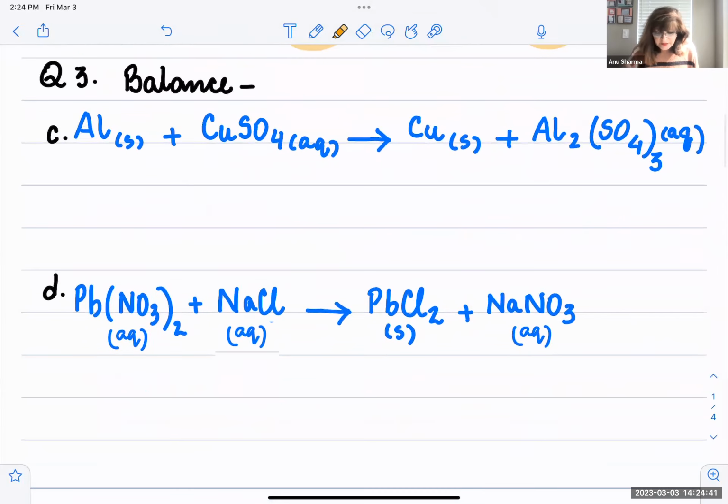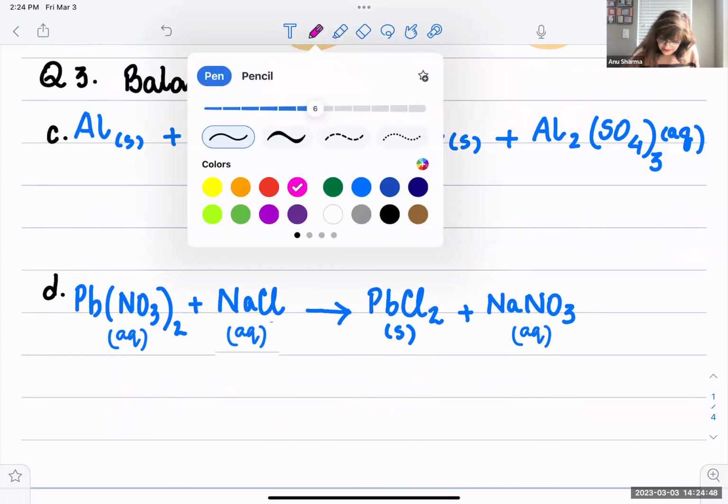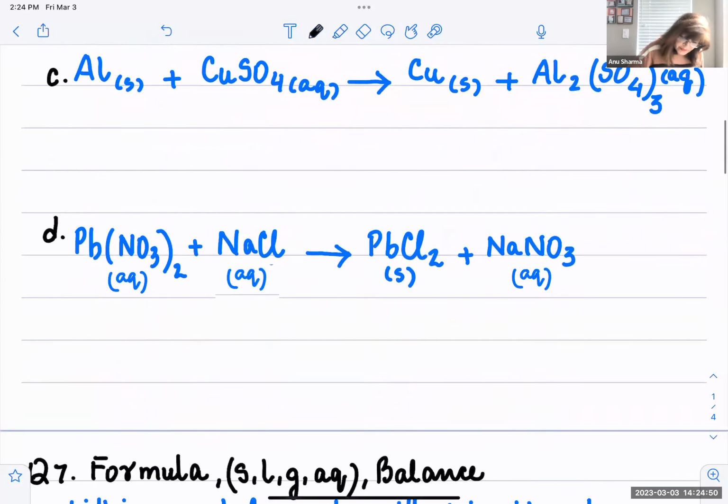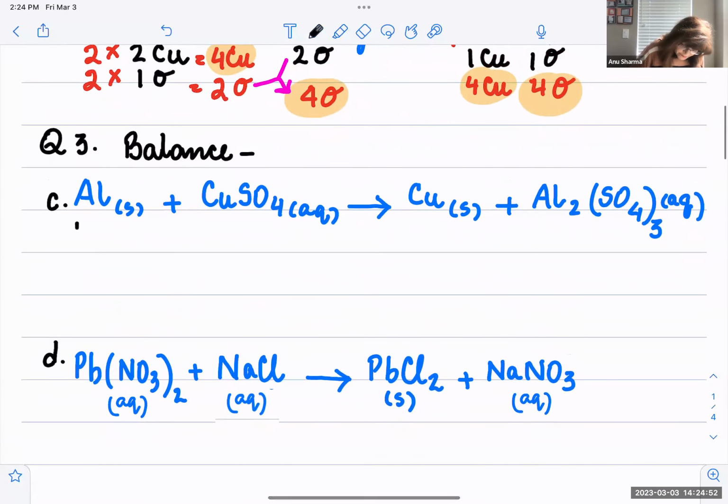Now here, aluminum with copper sulfate gives you copper and aluminum sulfate. So let's see what is given to us already. We are given one aluminum, and we have 1 copper. Now, look at the sulfate. Sulfate is the same on both sides, so you don't have to break it up into sulfur and oxygens and so forth. So keep it as 1. And there is one sulfate on this side. And it's okay not to put charges.